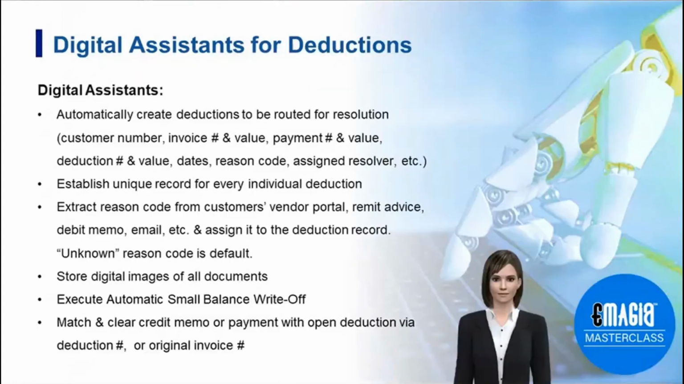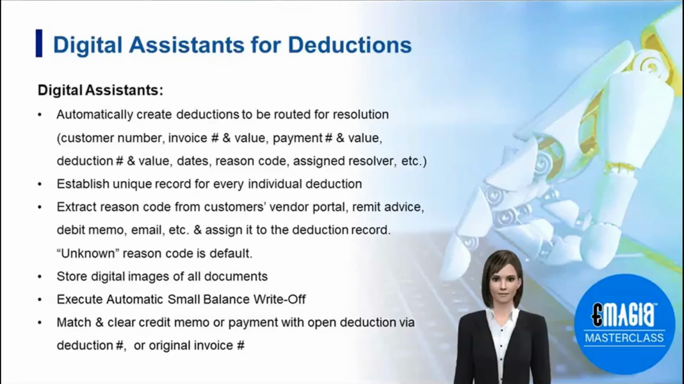Quickly, let's look at digital assistance for deductions. As I mentioned in the Cash App section, the digital assistant automatically creates the deduction to be routed with all the required information. Remember, as you route a deduction to the designated resolver in your company, it's really your obligation to provide all the information that resolver needs to be able to make a decision. Is that deduction valid or is it invalid?